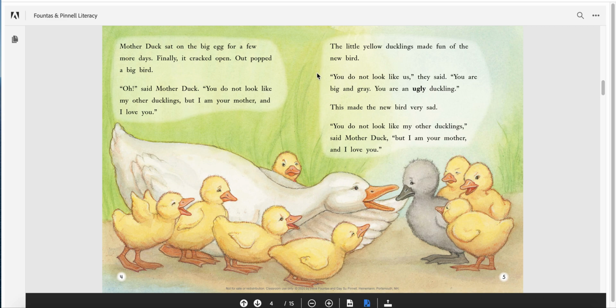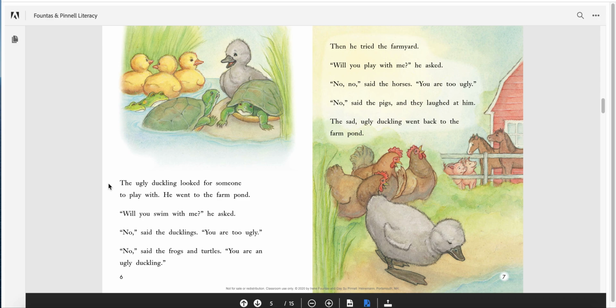"You do not look like us," they said. "You are big and gray. You are an ugly duckling." This made the new bird very sad. "You do not look like my other ducklings," said Mother Duck, "but I am your mother, and I love you."